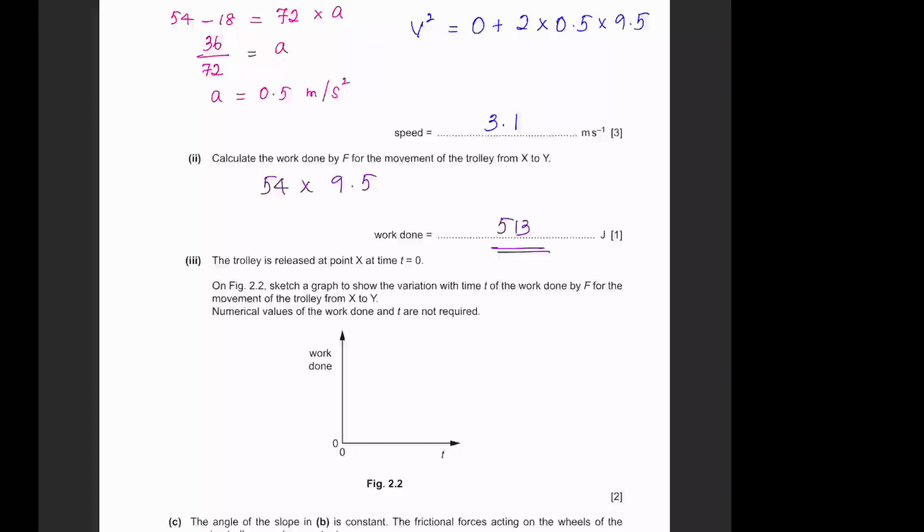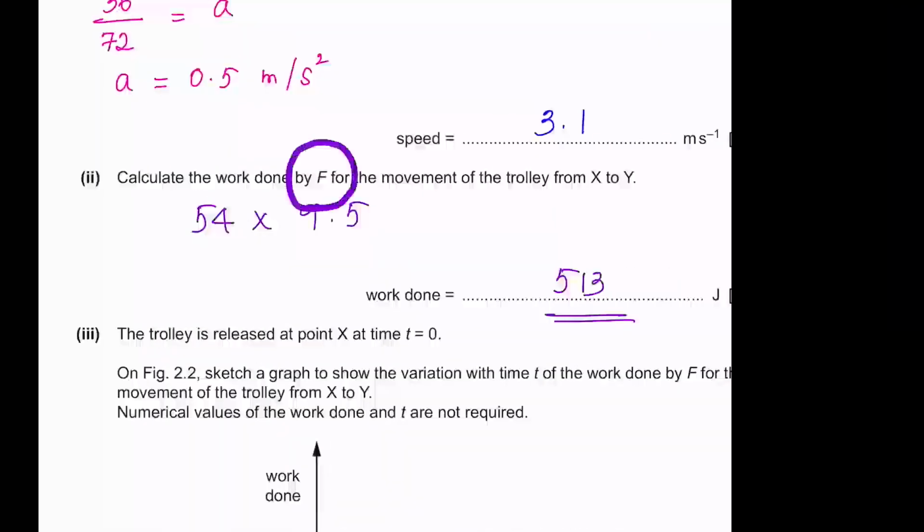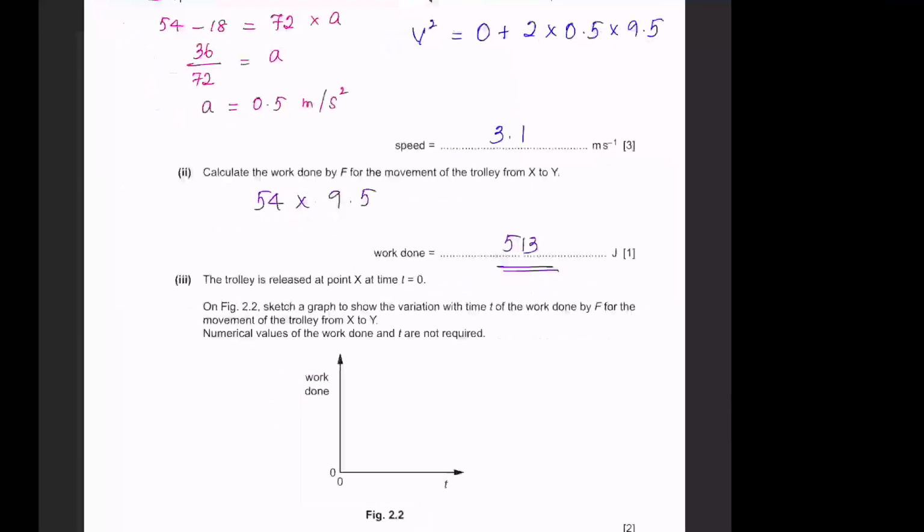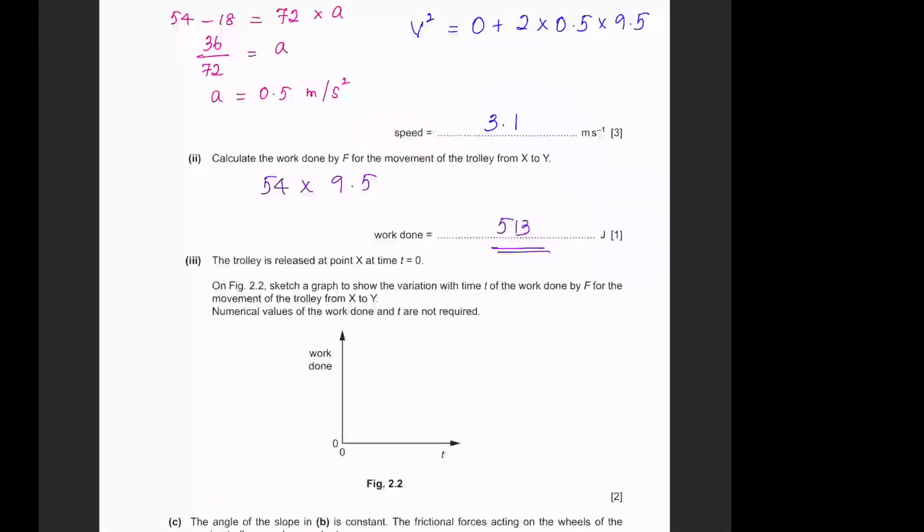Not really. The question says calculate the work done by F. Work done by F. So that is force F times the distance. Work done by F.